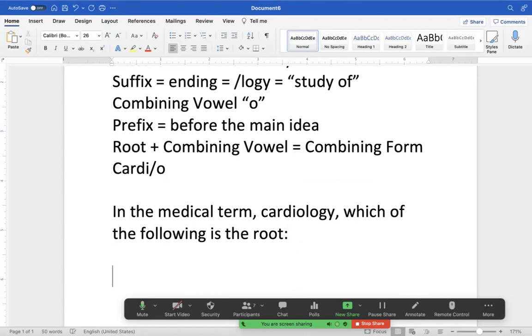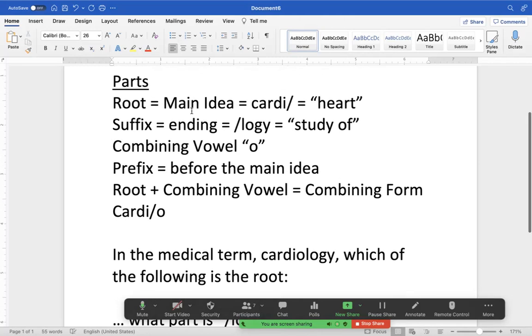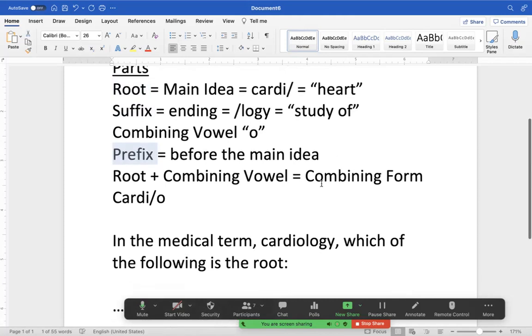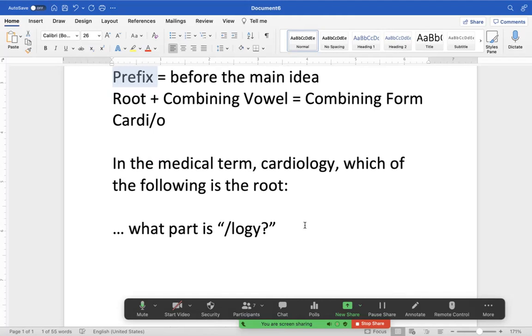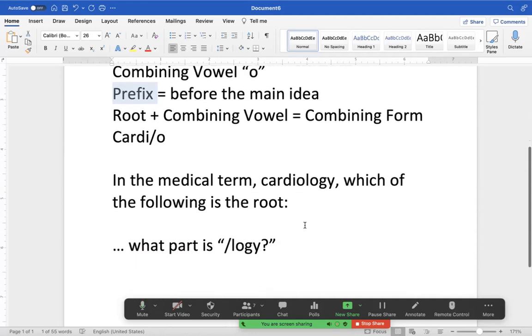How's this? Can I do it also backwards? In the medical term cardiology, what is logi? Or what part is logi in the medical term cardiology? And I could have it. Is it the root? Is it the suffix? Is it a combining vowel? Is it a prefix? Is it a combining form? I could do that with every single word that you'll see in your textbook. So what can you do when you're at home? You think you can look at your textbook and look at every word and do this for every word? Yeah, sure.